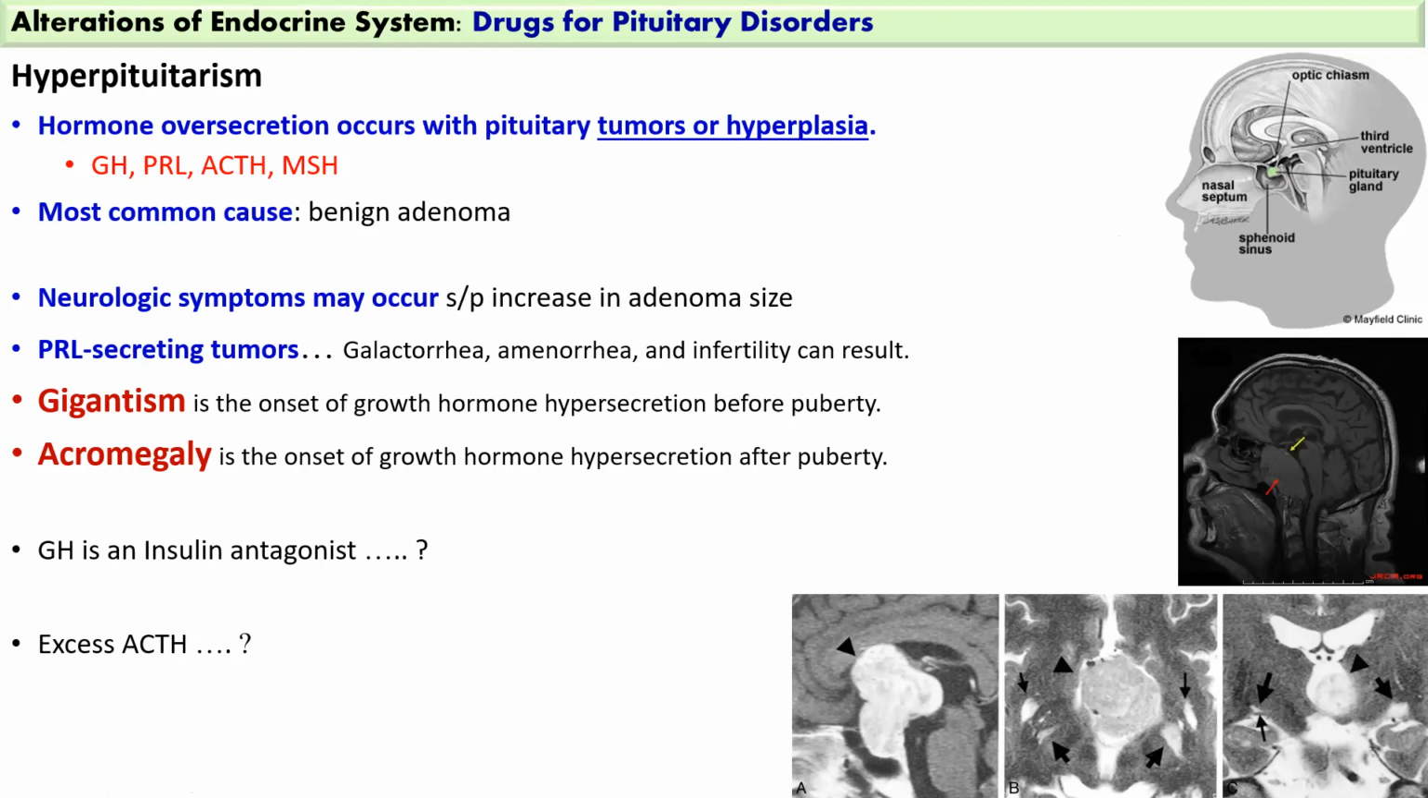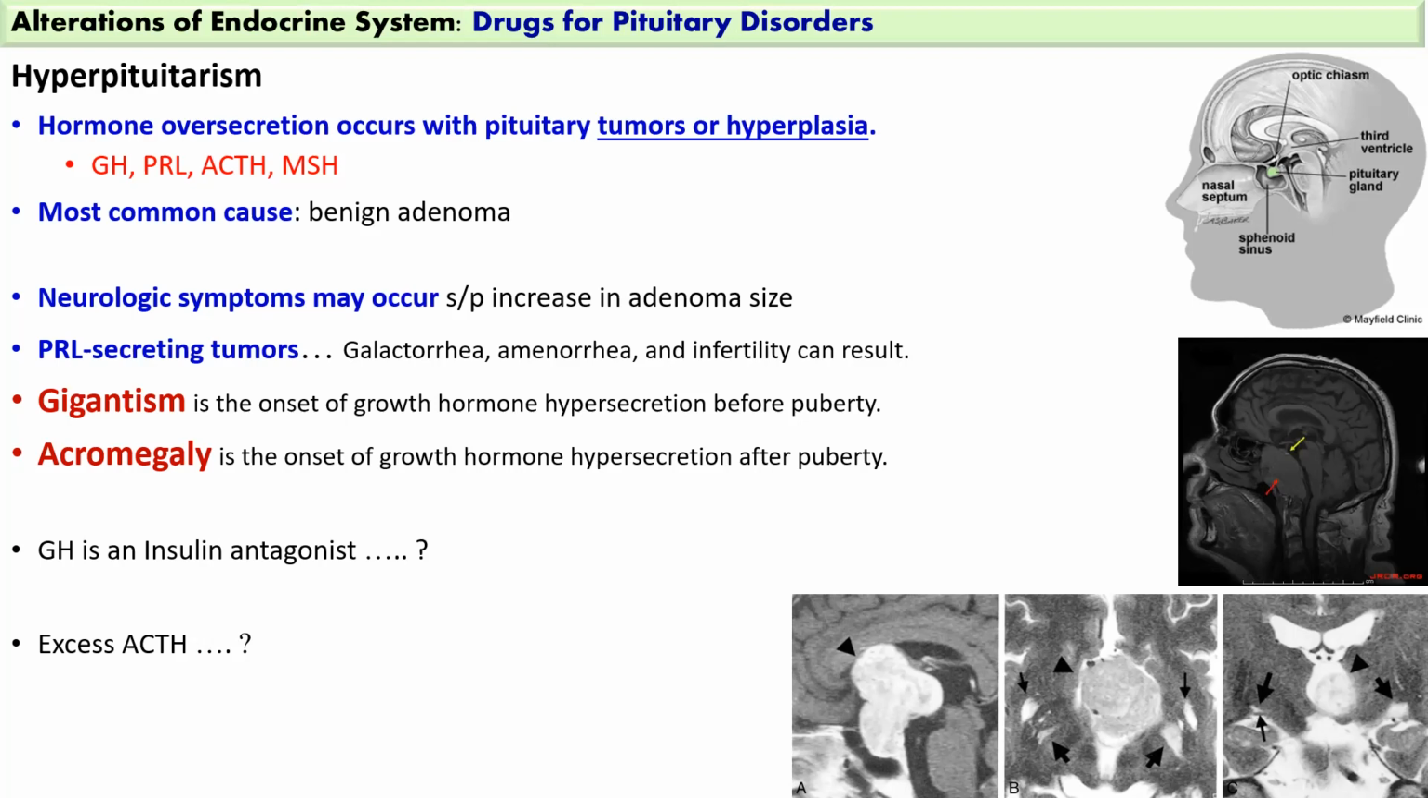Prolactin secreting tumors. Sometimes tumors would affect the P gland, and it starts to produce a large amount of prolactin hormone, resulting in galactorrhea, amenorrhea, infertility. That would result from those prolactin secreting tumors.